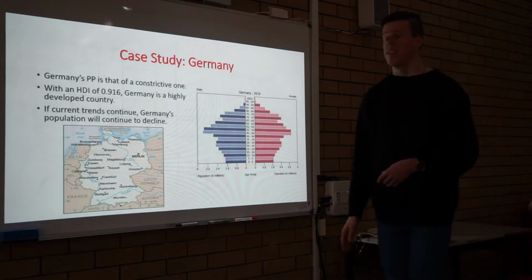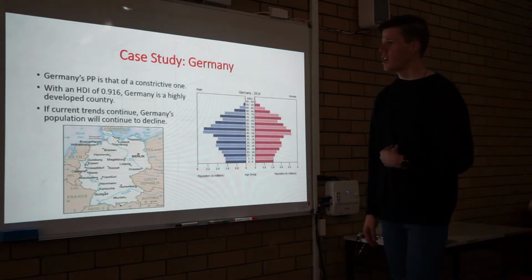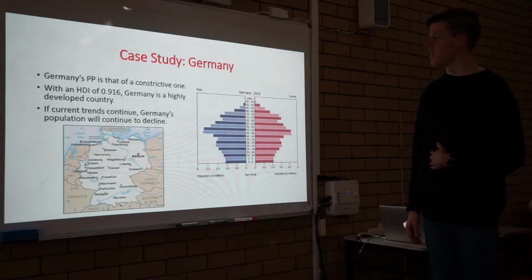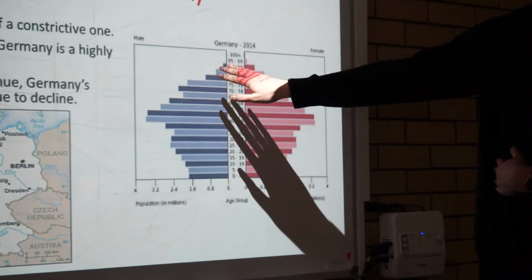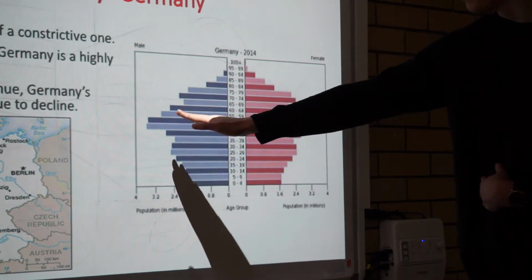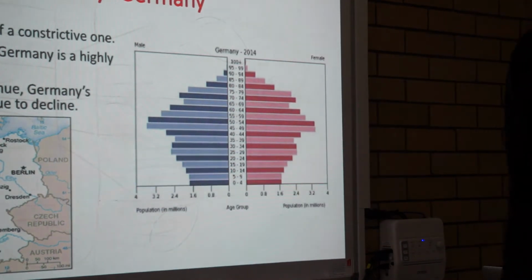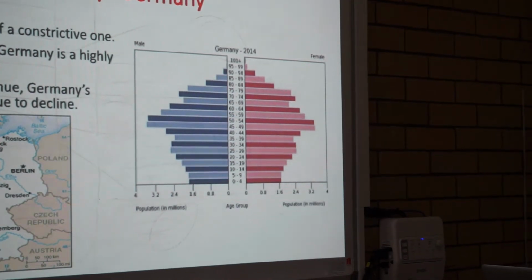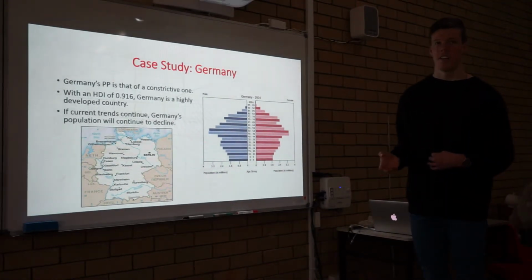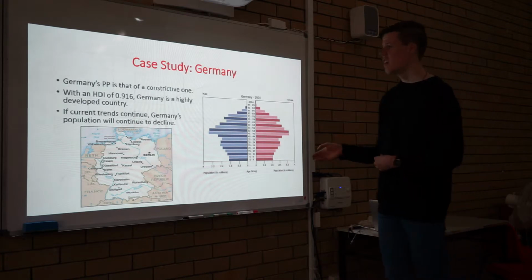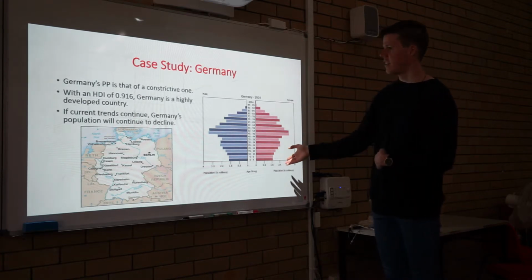A complete opposite case study is that of Germany. Germany's population pyramid is that of a constrictive one. As we can see here, they have quite a large older population, but after here there's a steep decline. This is because due to higher life expectancy, high quality of life, high access to healthcare and education, Germans are having less and less babies.